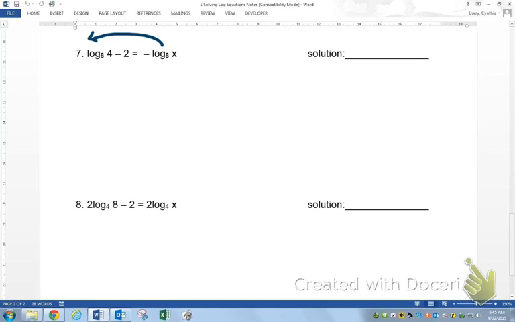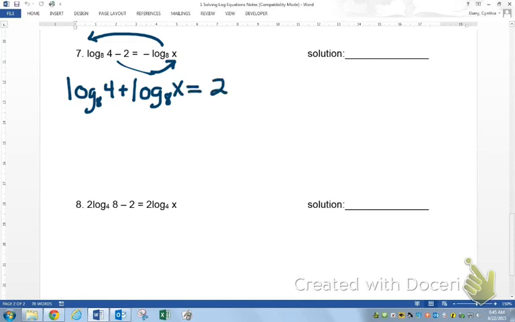And then I need to take that negative 2 and move it over to this side. If I move the negative 2 to the other side, it will become positive 2. So I'm going to have log base 8 of 4 plus, because remember we moved that negative log base 8 of x to the other side, it became positive, log base 8 of x equals positive 2, because when I moved the negative 2 over, it became positive 2.